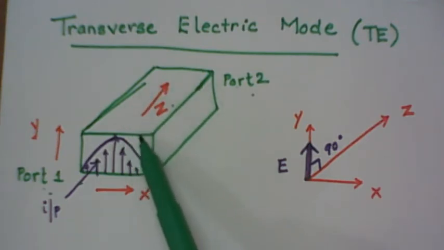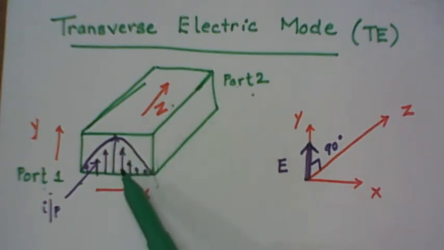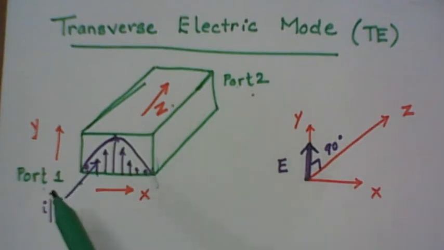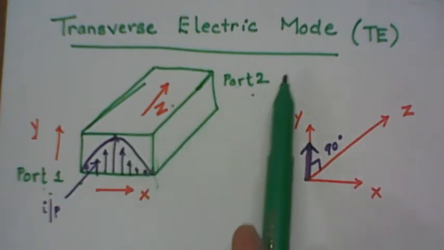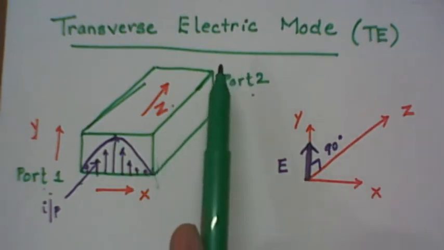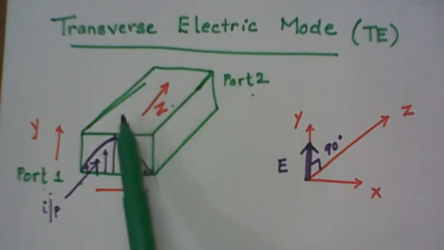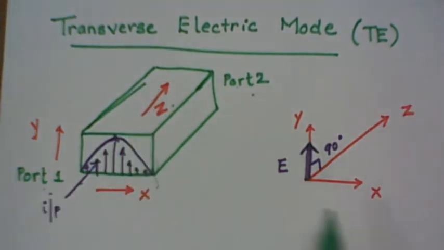In this direction of propagation, the signal that is moving, that signal has an electric field, and that electric field signal will be perpendicular to Z.